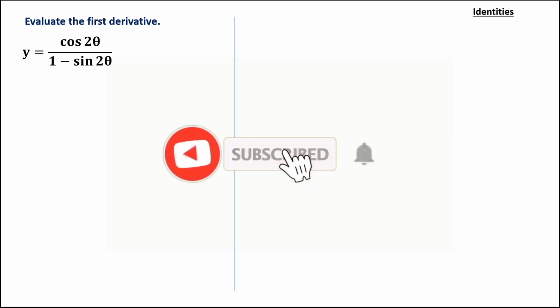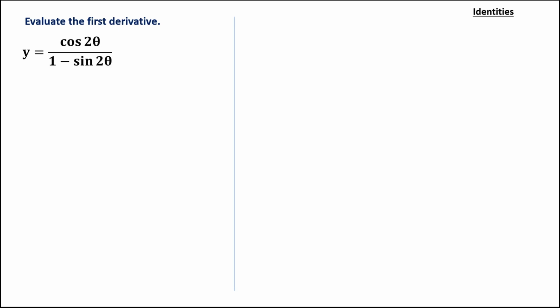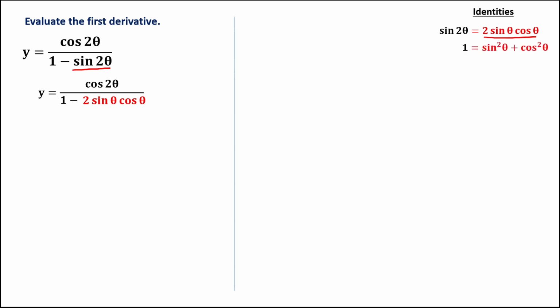So for this problem, to evaluate the first derivative, first, since sine 2θ is equal to 2 sine θ cosine θ, this becomes 1 minus 2 sine θ cosine θ. Then the other identity: 1 is equal to sine squared plus cosine squared. So this 1 becomes sine squared plus cosine squared.